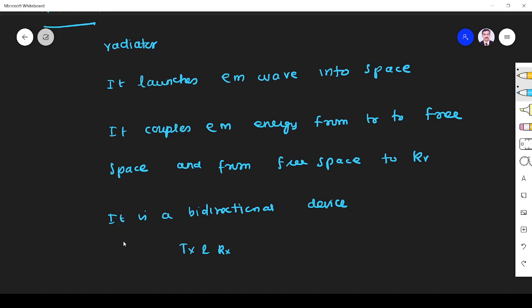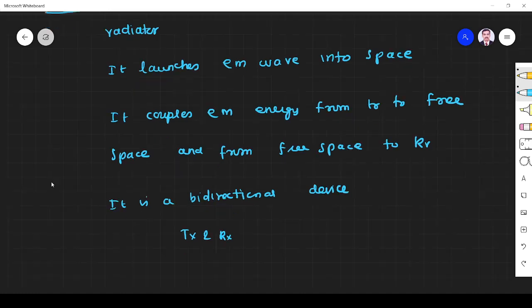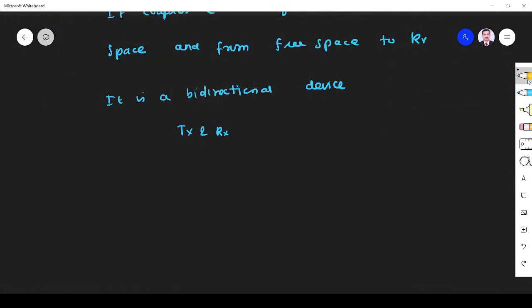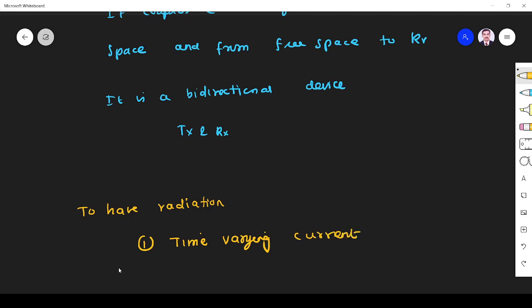Antenna is a radiating device. We must know when radiation will take place. To have radiation, we should have two things. One is time varying current, which means a current varying with respect to time. It is nothing but our alternating current, AC, right? The second one is spatial imbalance.